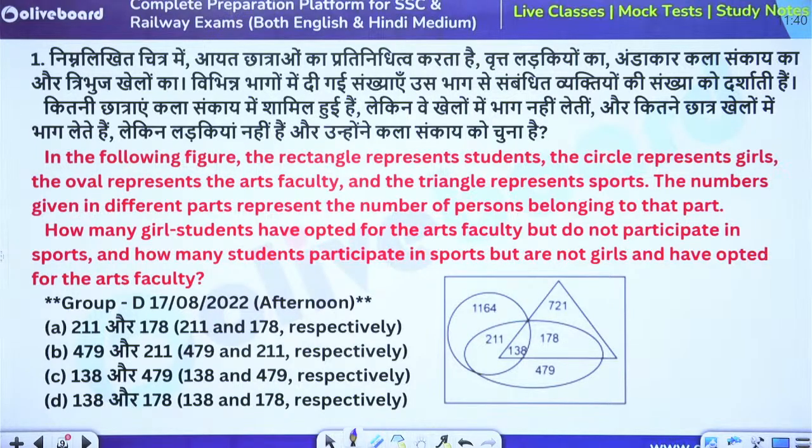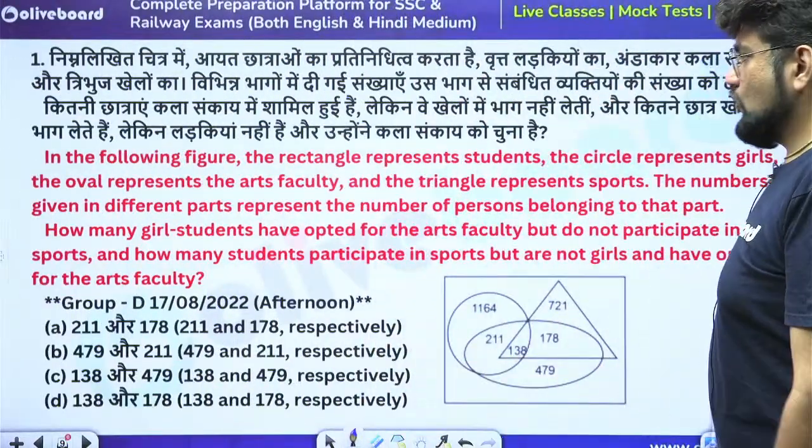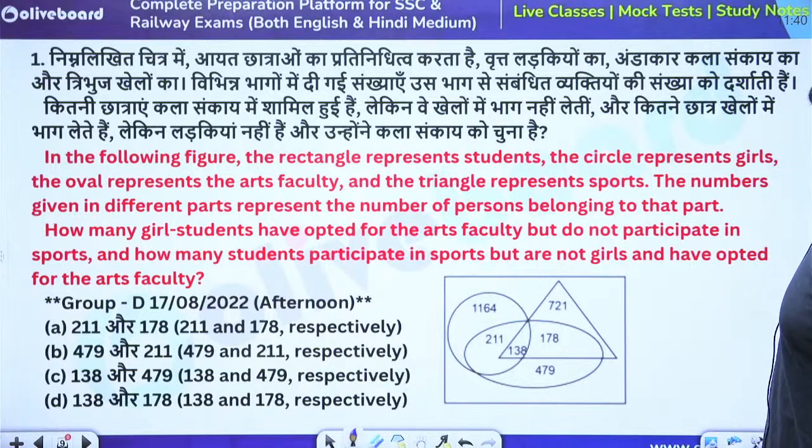So in the following figure, rectangle represents students, circle represents girls, oval represents arts faculty, triangle represents sports, number of given in the different parts represent number of people. How many girl students have opted for arts faculty but do not participate in sports?